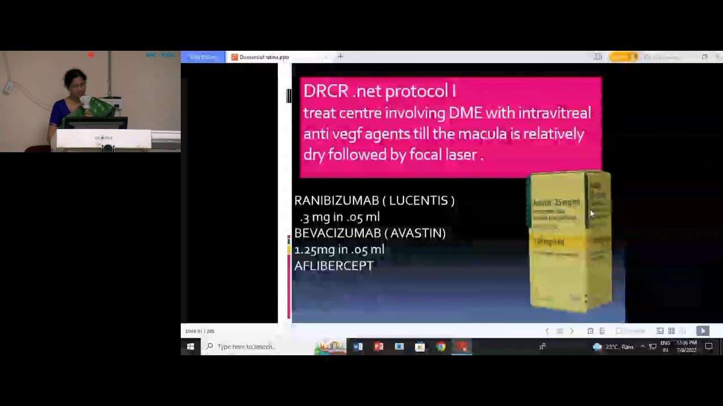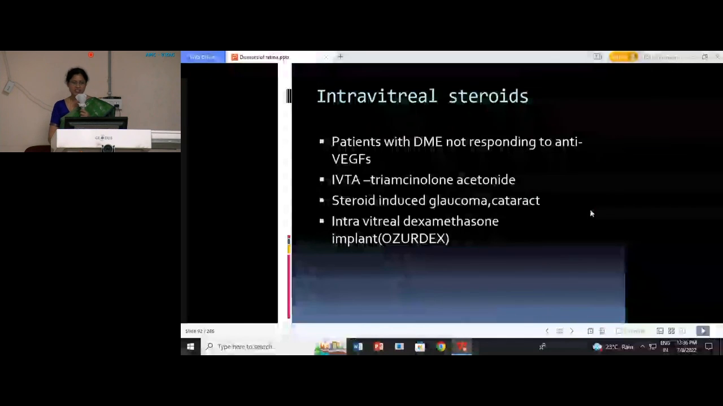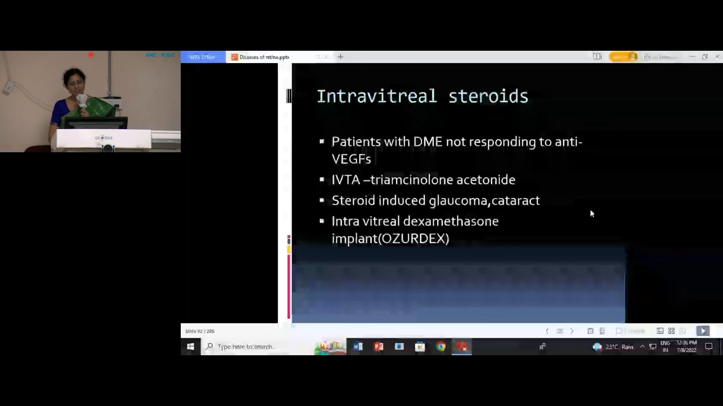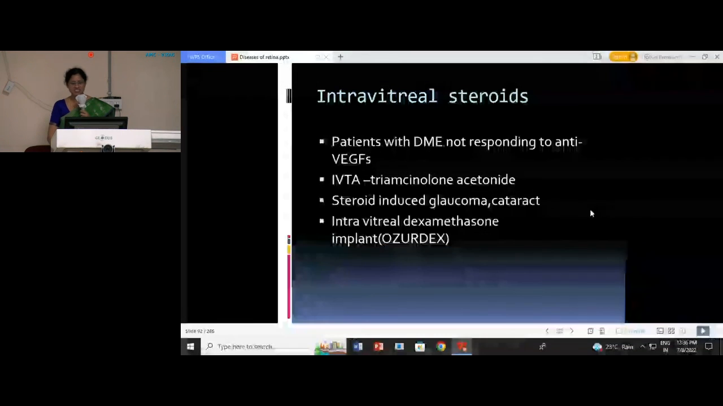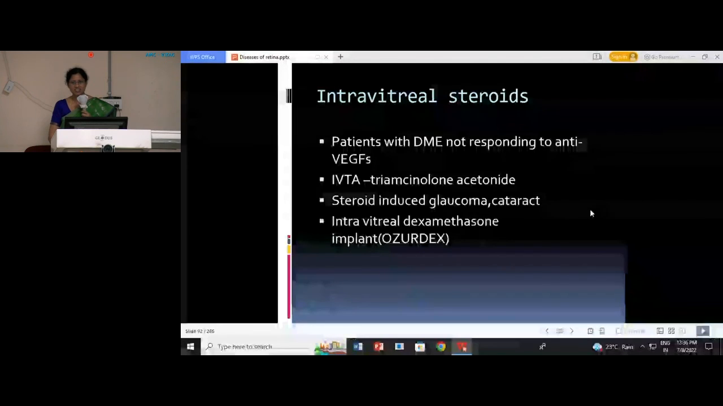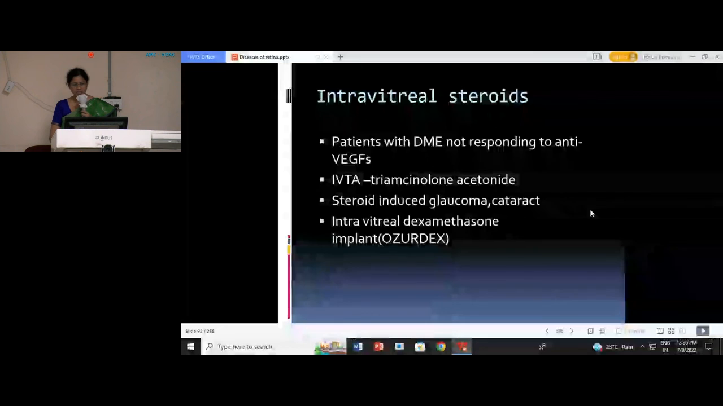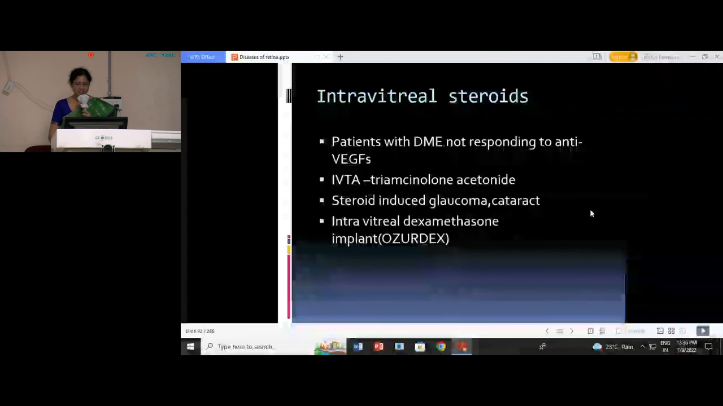And then intravitreal steroids. For patients with diabetic macular edema who are not responding to anti-VEGFs, we need to go for intravitreal steroids. We have different steroids like intravitreal triamcinolone. With this, steroid-induced glaucoma and cataract are the complications.